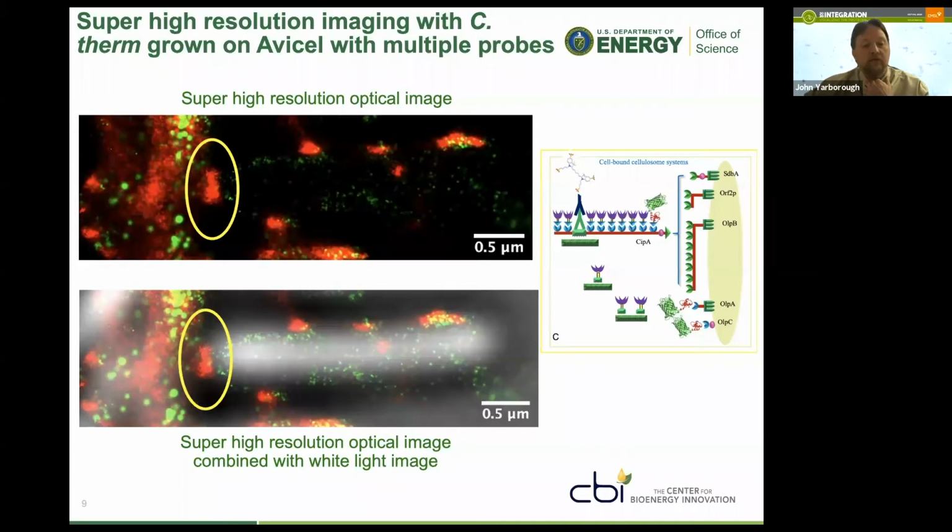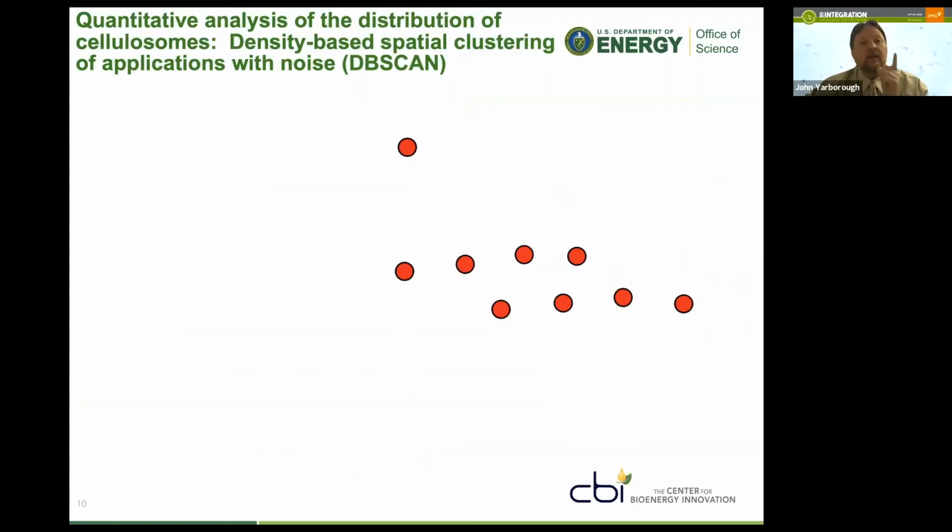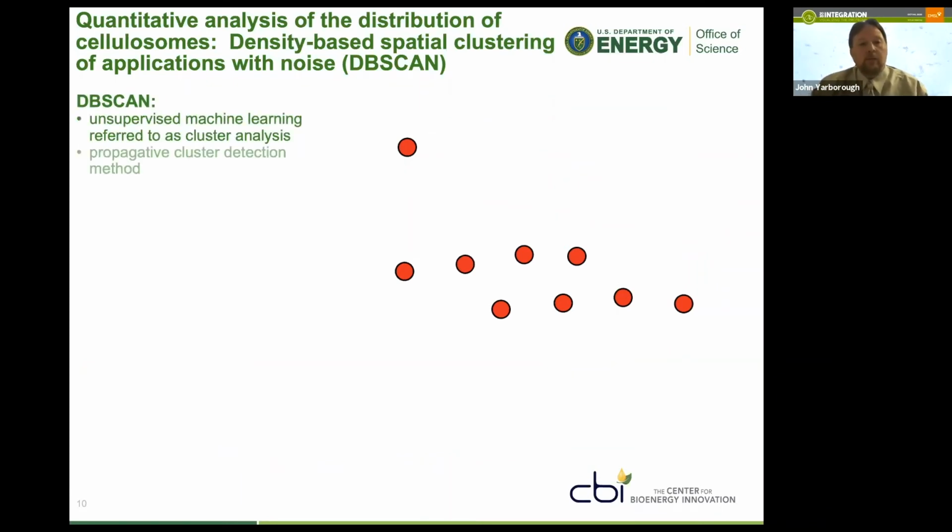But is that real, or just an artifact of the way we pick the images? That's why we moved from simple image analysis, doing line cuts and looking at the overall intensity, to actually using machine learning algorithms. In this case we're using density-based spatial clustering of applications with noise, or DBSCAN. DBSCAN is an unsupervised machine learning method referred to as cluster analysis. It propagates cluster detection, linking points that are closely packed together. This removes any bias from the user, and we allow the machine to do unsupervised clustering and find its own clusters.